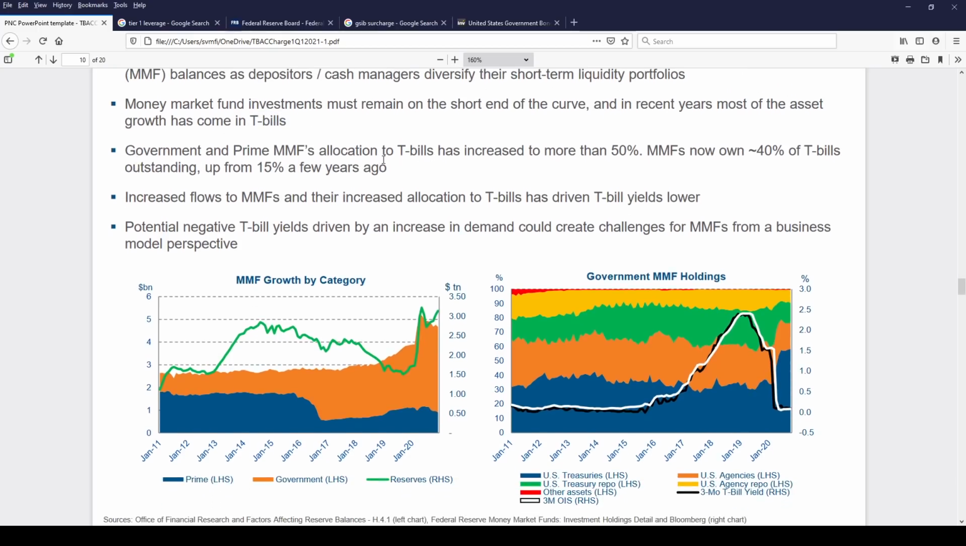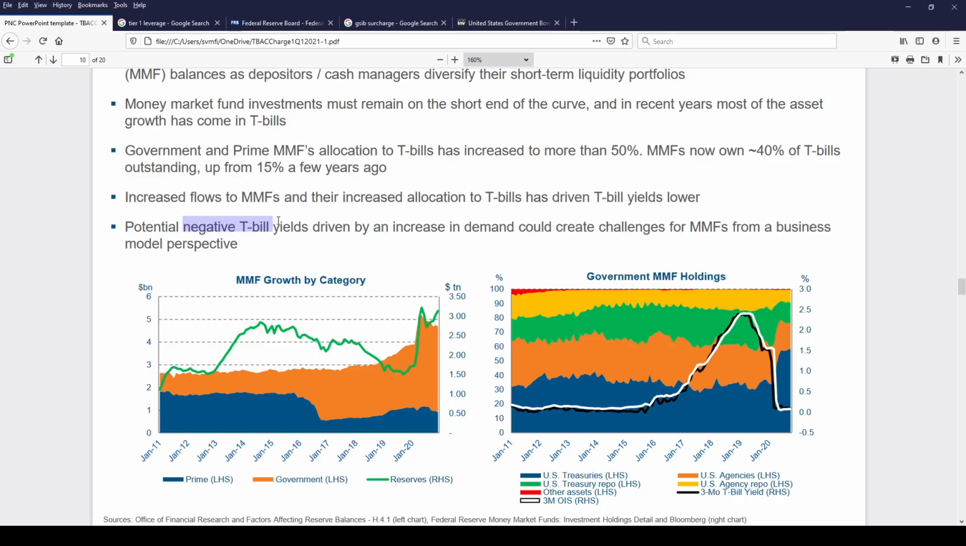Government and prime money market funds' allocation to T-bills has increased more than 50%. And yet T-bill issuance is going down. Money market mutual funds now own approximately 40% of all T-bills outstanding, up from 15% a year ago. Increased flows too. So if you're looking for inflation, money sitting in money market is not going to have inflation. You want the money to come out of money market. You're seeing all the problems right here from the Treasury. Increased flows to money market mutual funds and their increased allocation to T-bills has driven T-bill yields lower. Potential negative here.